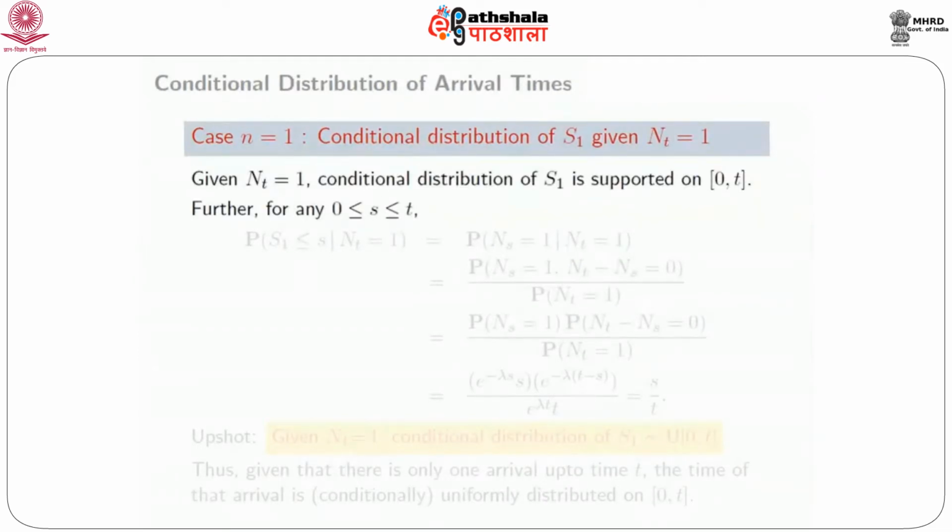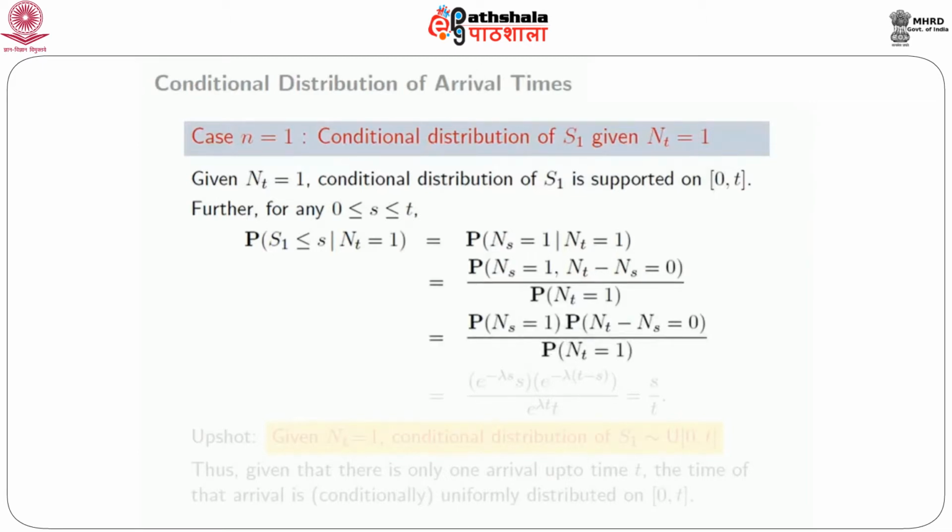So given that N_t equals 1, that means exactly one arrival up to and including time t, we ask what is the conditional distribution of the time of that single arrival. We know it's somewhere between 0 and t. So how is it distributed? Given N_t equal to 1, the conditional distribution of S1 is clearly supported on 0 to t, because that arrival must have happened sometime between 0 and t. So what's the conditional distribution?